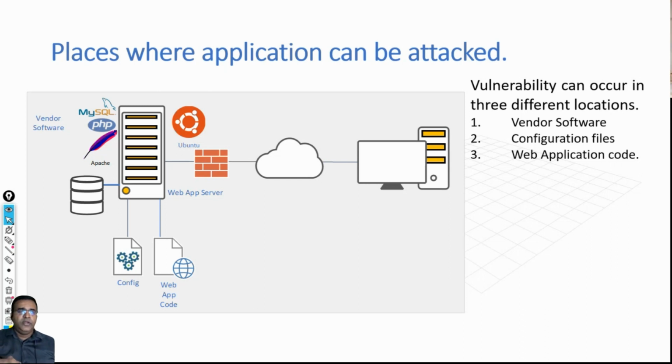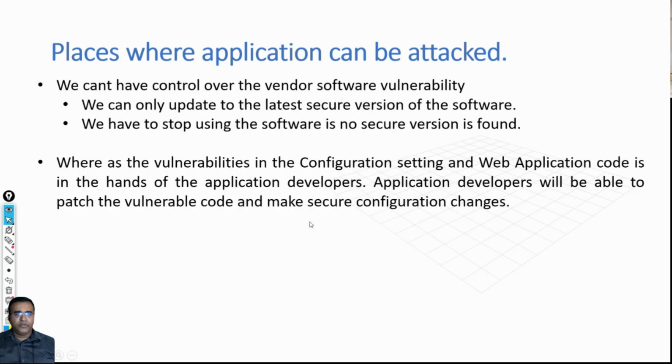The places are your vendor software, configuration files, and the application code. Predominantly, when I'm hacking or pen testing applications, these are the three locations where I see the problem always lies. Vendor software is, let's say, just now we saw Jenkins 1.2.444. That is a vendor software, that is a Jenkins tool. The configuration file is like an SSH configuration file, where in SSH you might enable root login and things like that. And your application code is nothing but your web application code.